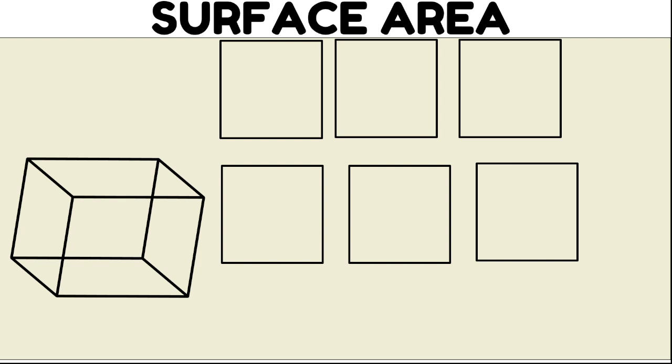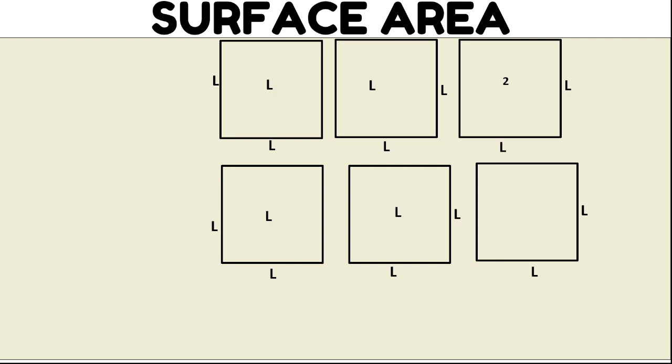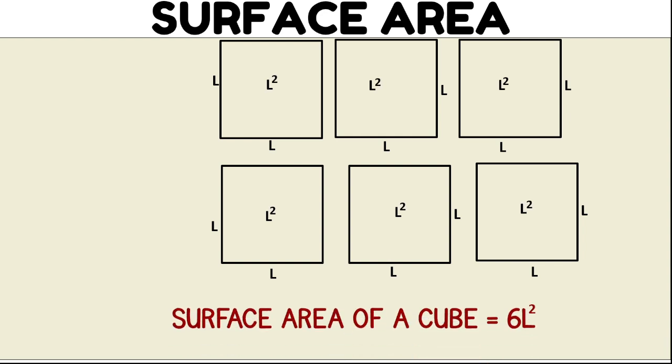Now remember that this is a square. Can you still remember the formula to find the area of a square? Length times length, or length square. That's correct. So if the length of all the square is being represented with L, and the area of a square is length square, now how many length square do we have here? 6. So that leaves us that the surface area of a cube is 6 length square.